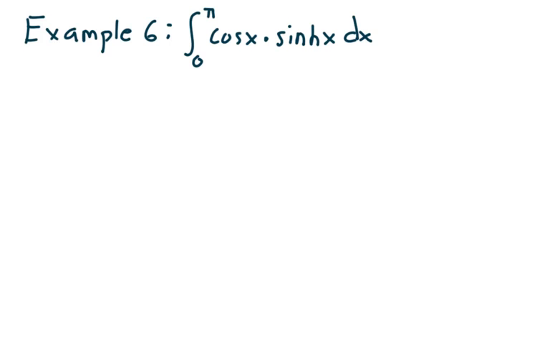So this is how I attack. I'm going to let u be the hyperbolic sine of x, and I'm going to let dv be cosine x dx.